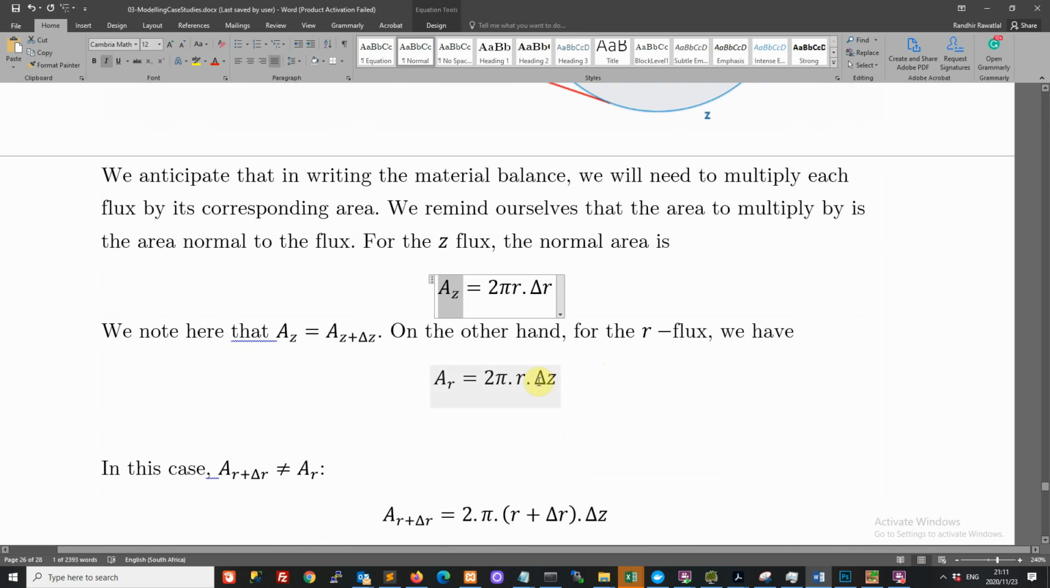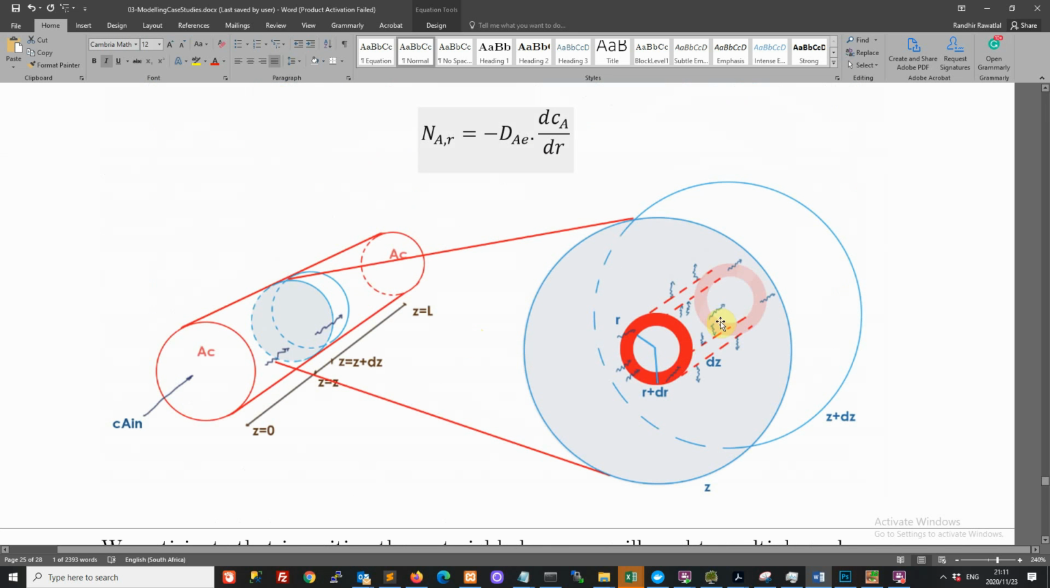And in fact here, we do in and out. So in the z direction, we have the flux in at the surface here and then out at that surface there. And this surface is the same surface as this. The area here is the same as the area here.